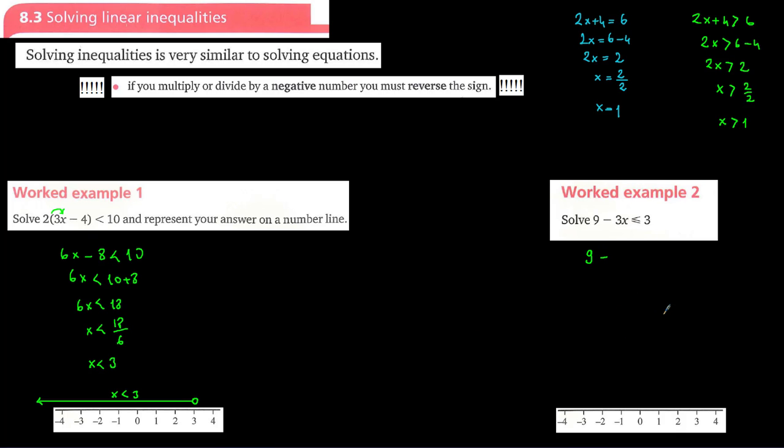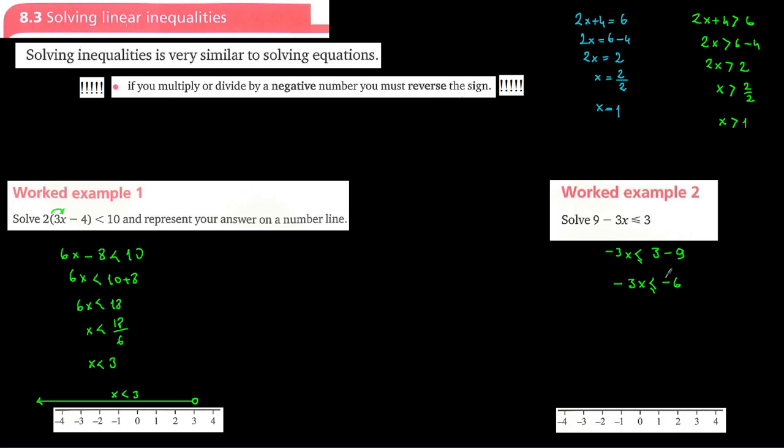Minus 3x is less or equal than 3. I'm not going to rewrite, sorry. And minus 3x is less or equal to 3 minus 9, it's going to be minus 3x is less or equal to minus 6.